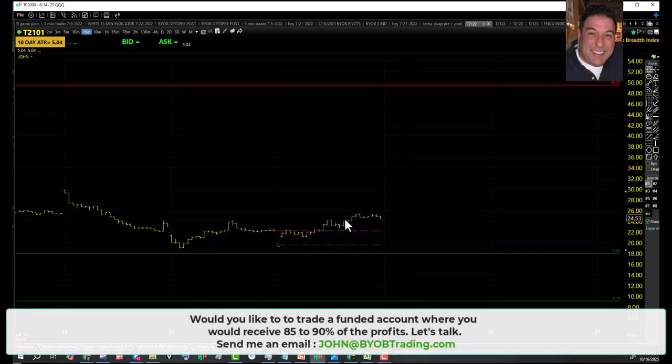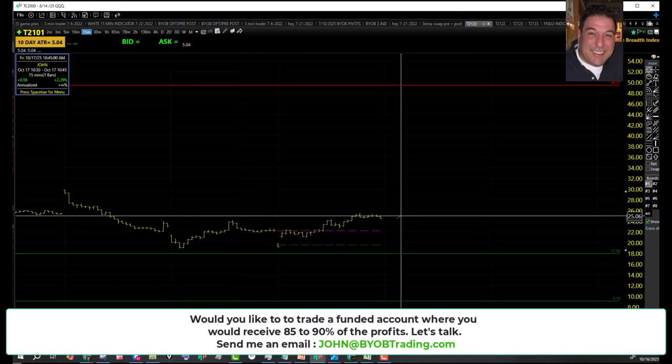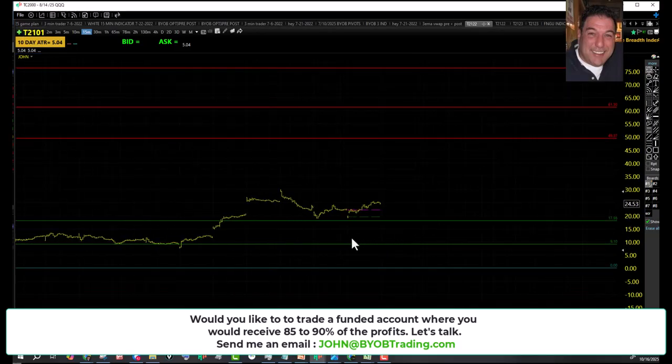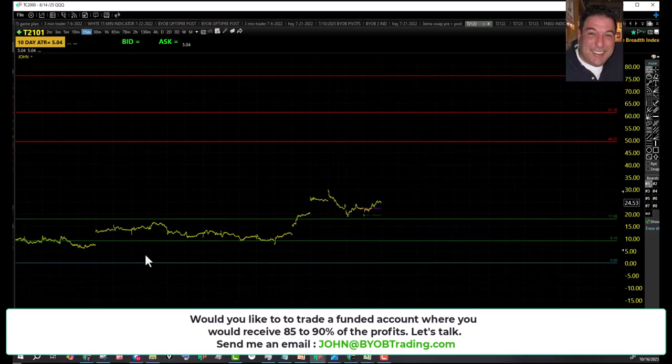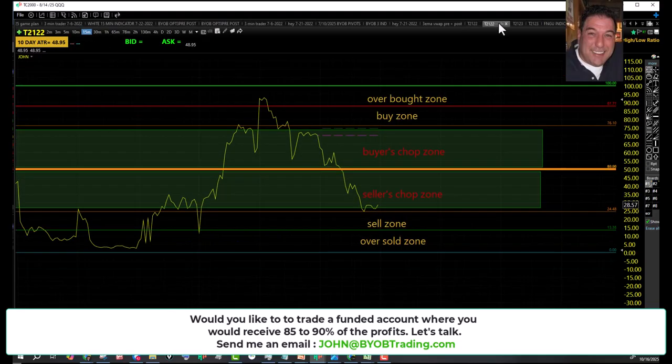Noticing a higher high over yesterday's high. So a little more market breadth, a little more participation coming in on these pullbacks. T2101. Again, we made the double bottom down here and here, and that's what put us where we are now. So there's T2101, T2122.